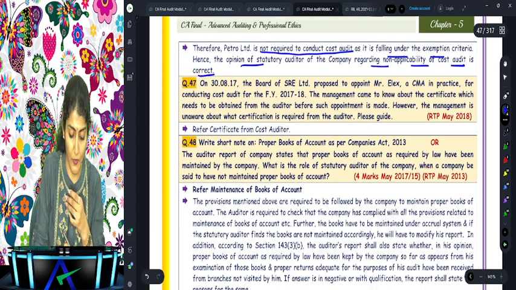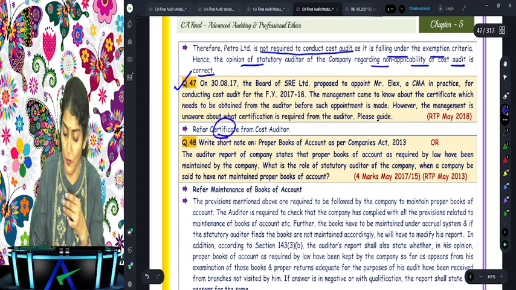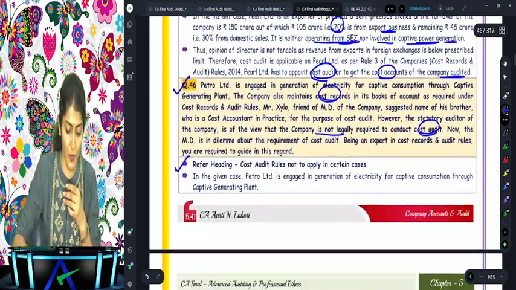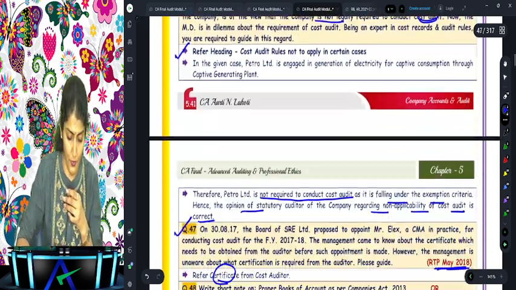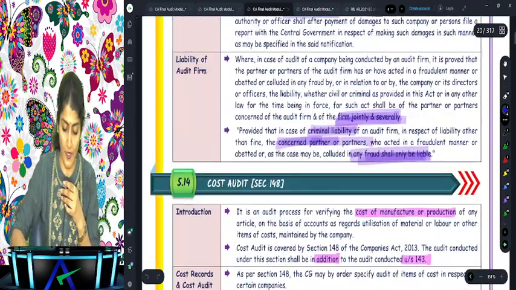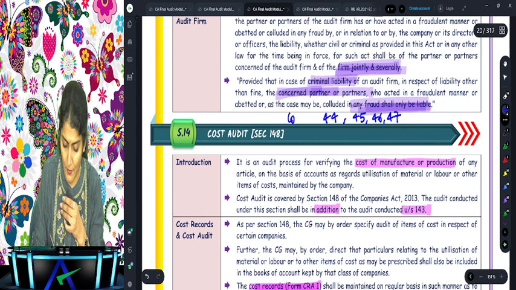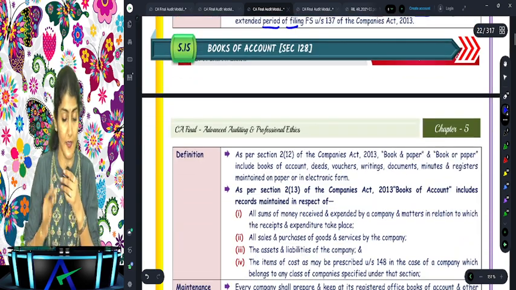Right, and then question number 47. What does it say? Before the appointment of the cost auditor, what certificate is to be obtained from the cost auditor? So questions 44 till 47, that is 44, 45, 46 and 47, are the questions regarding the cost audit. Is it clear to everyone?